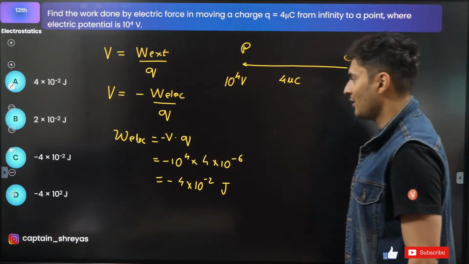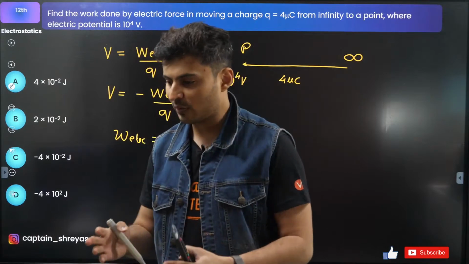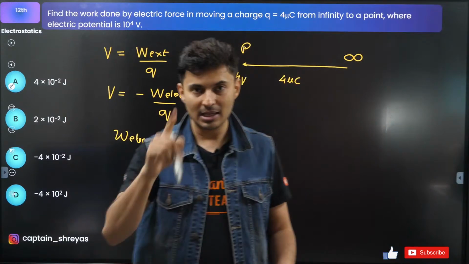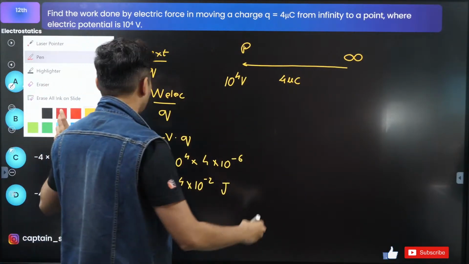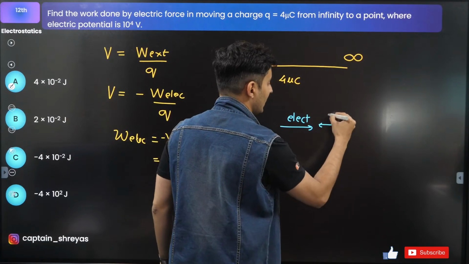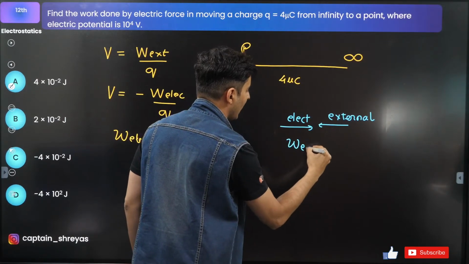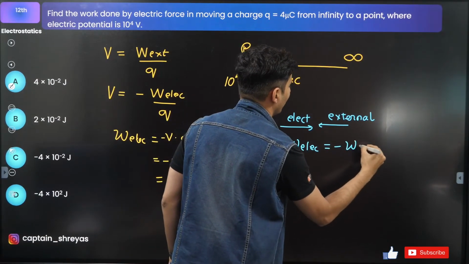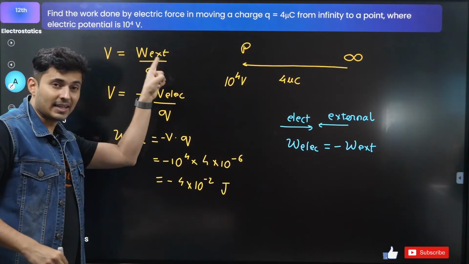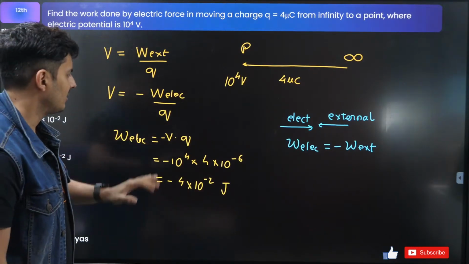So negative answer. A lot of people miss that minus sign and mark answer A, but I'm so proud many of you thought the answer should be C. So why is that negative sign very important? Keep this in mind that if my electric force is this way, then my external force is the opposite way. Hence the work done by electric force is negative of the work done by the external force. So in the definition of potential, it is always external. So if you want electric, put a minus sign. Then everything else is okay.